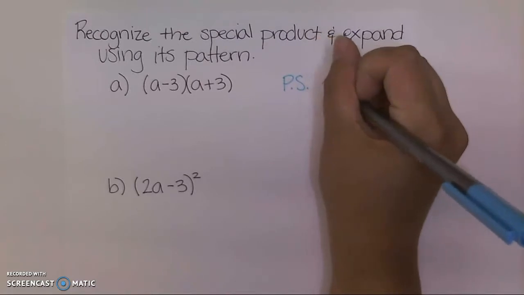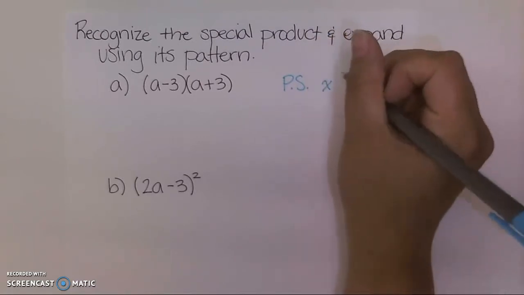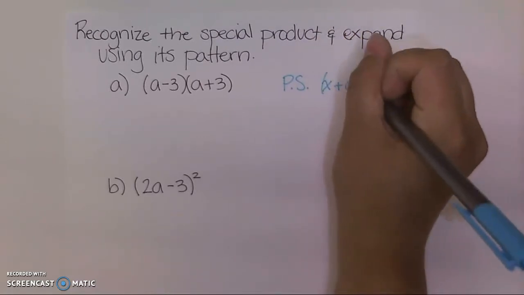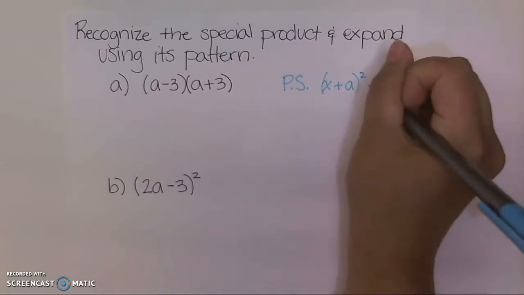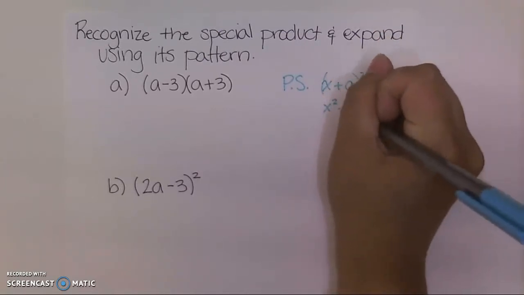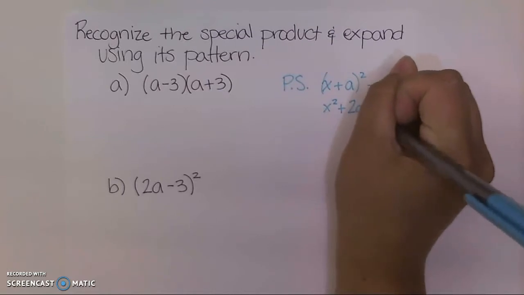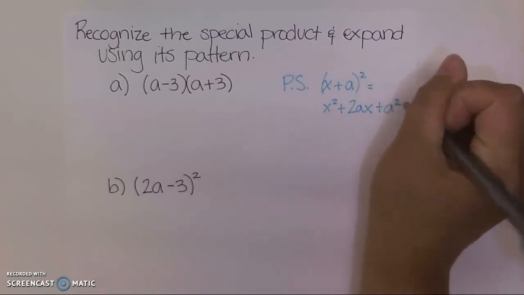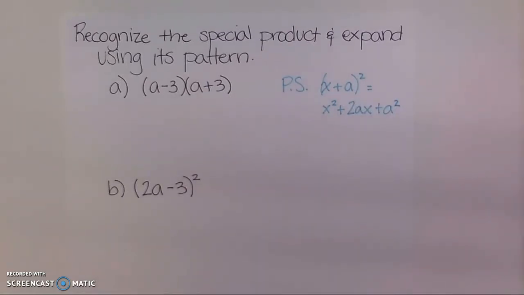And that expands into, so if it looks like (x + a) squared, it expands into x squared plus 2ax plus a squared. Okay, so that's our first pattern, perfect squares.